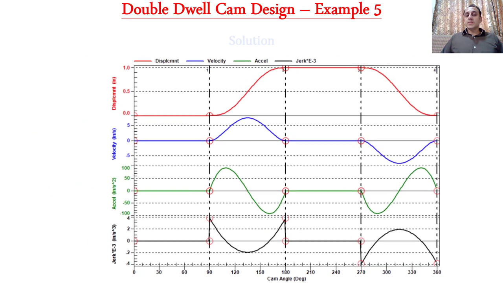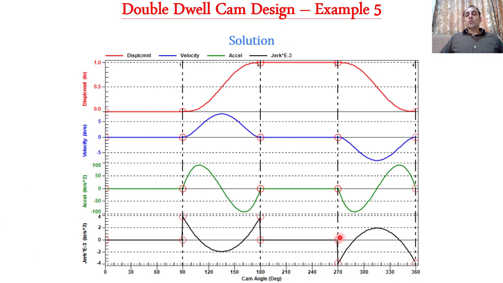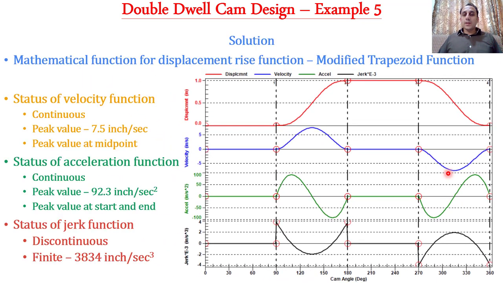So this polynomial is basically what? This is known as the 3-4-5 polynomial. It is called that because we are only getting the values of the 3rd, 4th and 5th unknown coefficients, whereas the unknown coefficients 0, 1 and 2 are equal to 0. So since only coefficients 3, 4 and 5 have non-zero values, that's why this polynomial is known as the 3-4-5 polynomial.